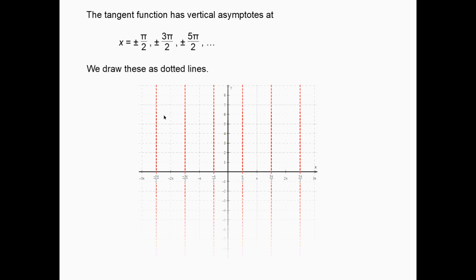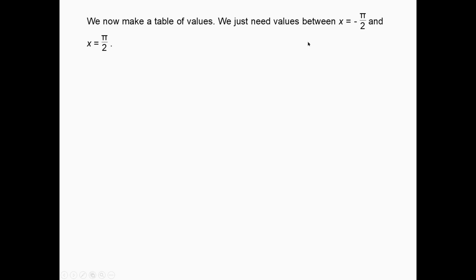Vertical asymptotes at x equals plus or minus pi over 2, plus or minus 3 pi over 2. We draw these as dotted lines. There they are, dotted lines. Our basic period will be in here, and then we'll just pick this up and move it to get the others. So we need values between x equals minus pi over 2 and x equals pi over 2.